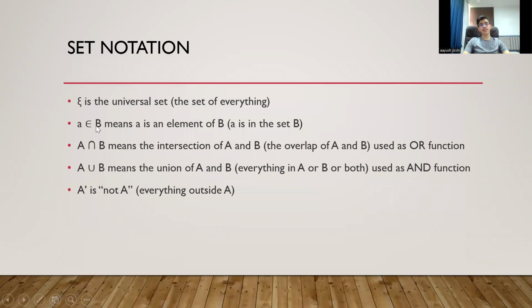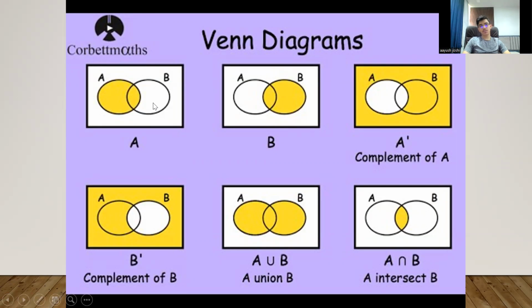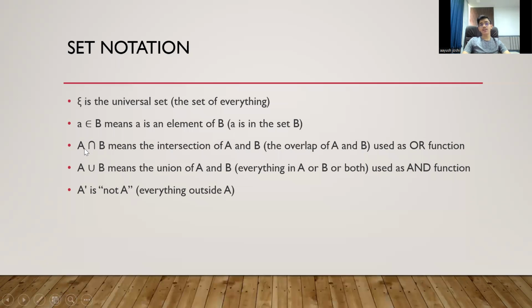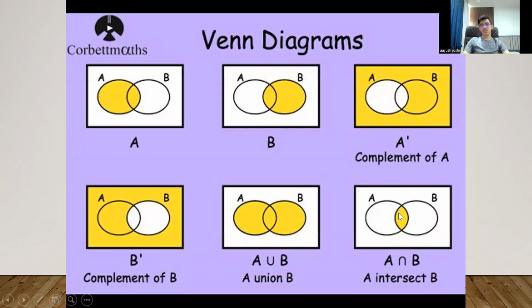Okay, A is an element of B. The symbol means it's an element of, which means that A is in the set of B. If you look at part B, that would mean that A would be a small element, a part of this entire set of B. A intersection B means the overlap of A and B, the part which is common between A and B. A union B means everything in A or everything in B or everything in between, or both of A and B. So that's what I mean by A union B.